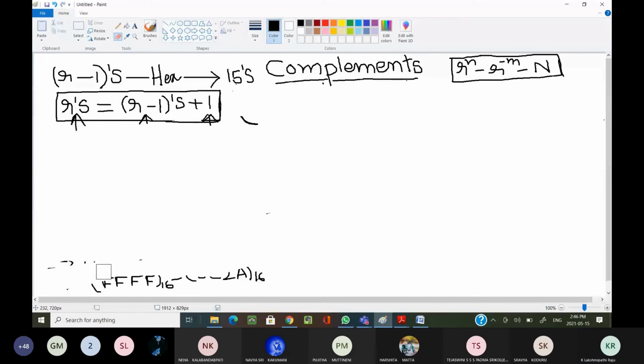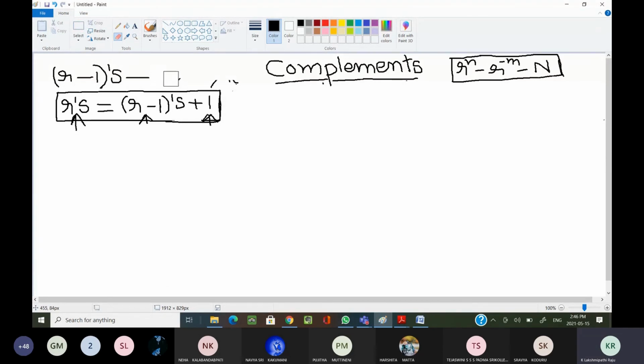Okay, now other than our basic four number systems, I am considering a base 5 number system. If I am considering the base 5 number system, can you tell me what is the r minus 1's complement? 4's complement. Very good. R minus 1's complement is nothing but 4's complement. Can someone tell me randomly any number in base 5?